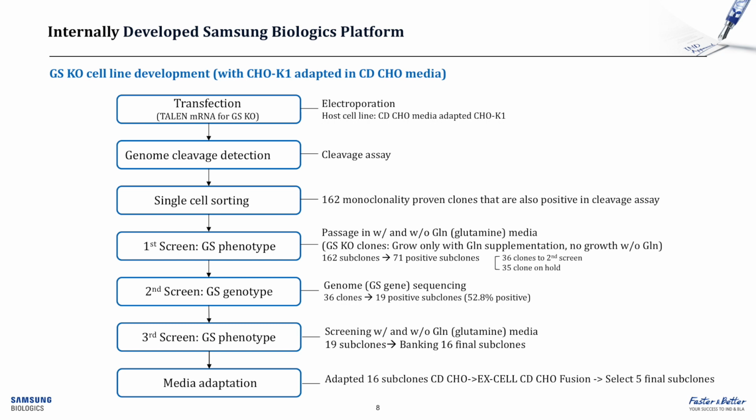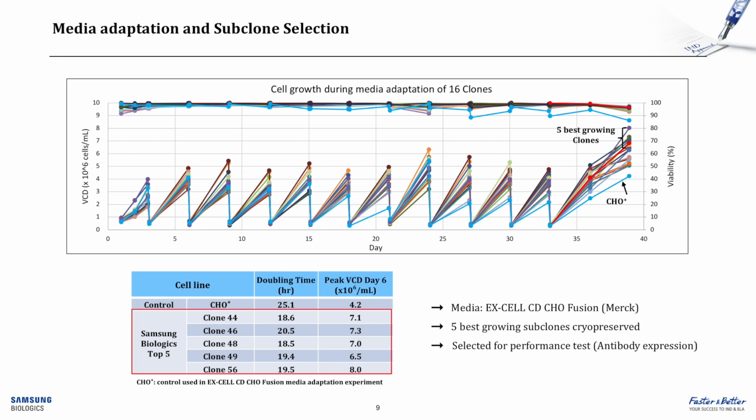The last stage of this is media adaptation. I'll go through this on the next slide. It's truly more of just a media change, as you will see as we go further. As I said in the previous slide, the media adaptation is truly just a passaging of the top clones. So we took the top 16 or top 19 clones, passaged them every 3 days, seeding at 500,000 cells per mil, over the course of 1 month.